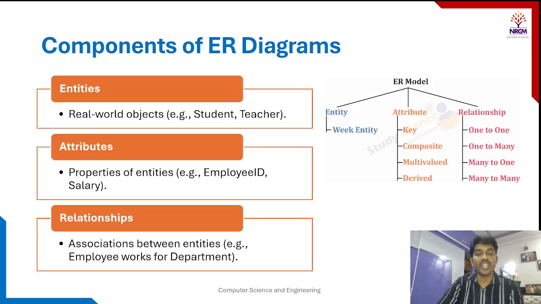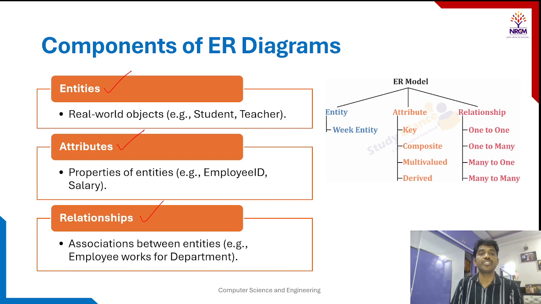The components of the ER diagram consist of 3 parts. First one is the entities, then attributes, and the relationships. The entity is a real world existence, like students, employees. Those are the real world entities. For every entity there are properties, and those properties are called attributes. And the relationships are the association between the entities. For example, the relation between the student and teacher, between the student and the college, and between the student and the book.